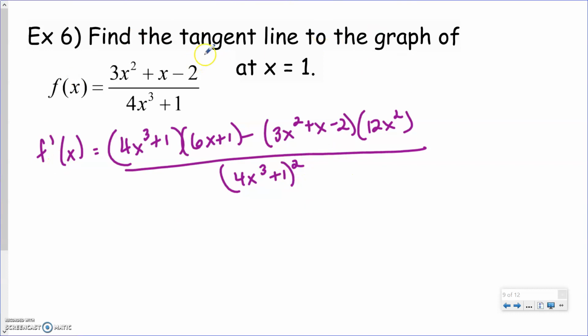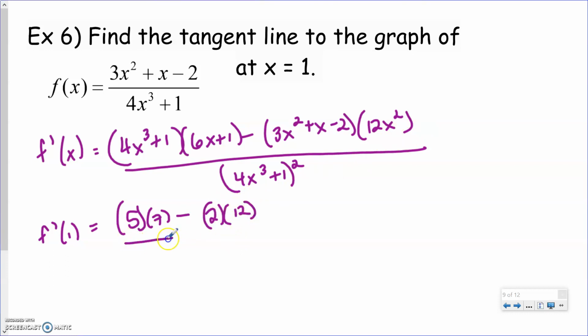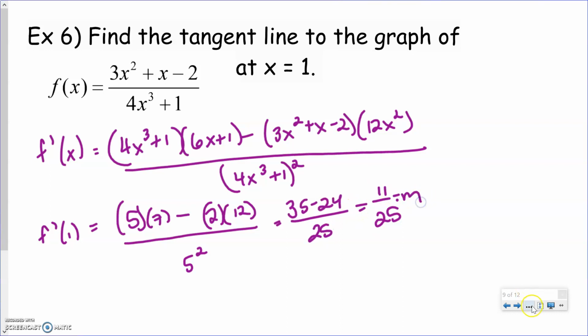And I'm going to tell you again, you don't have to simplify this. If we do f prime of 1 and plug 1 in here, I get 5. If I plug 1 in here, I get 7. So I have 5 times 7 in the top. Minus, here I get 3, 4, minus 2 is 2. And 12 times 1 is 12. And then on the bottom, 4 times 1 is 4, plus 1 is 5 squared. So if I simplify, I get 35 minus 24 over 25, which is 11/25. So this is my slope.